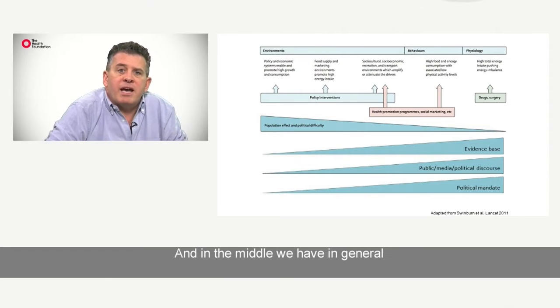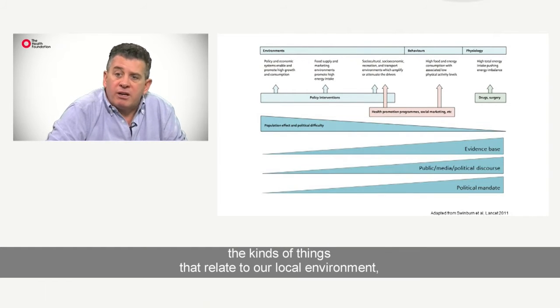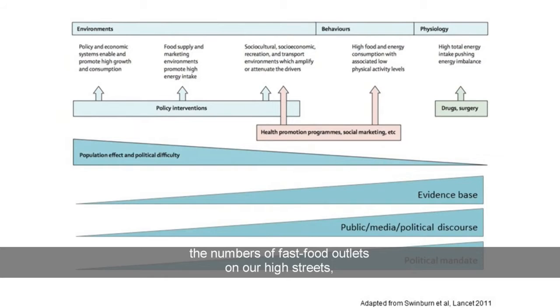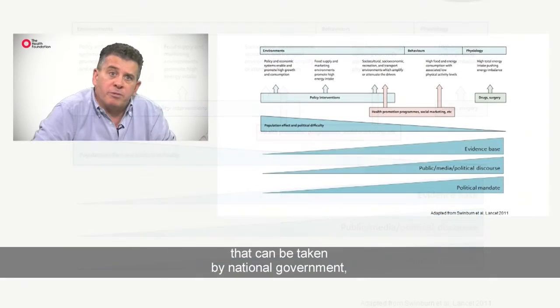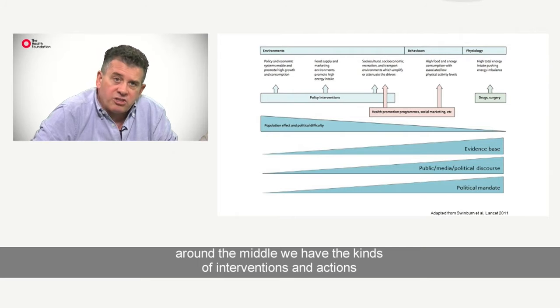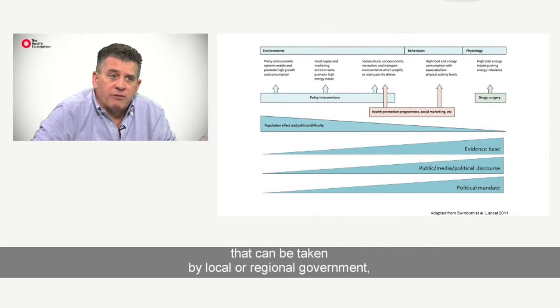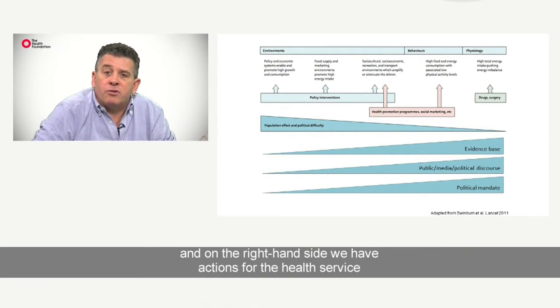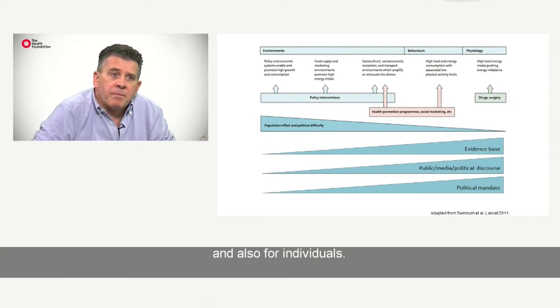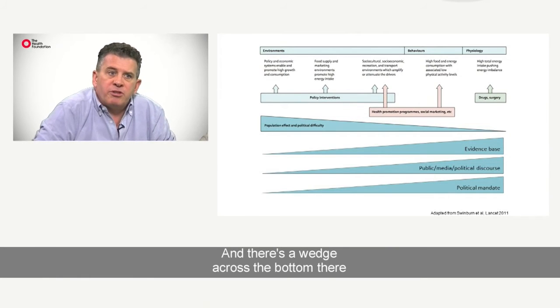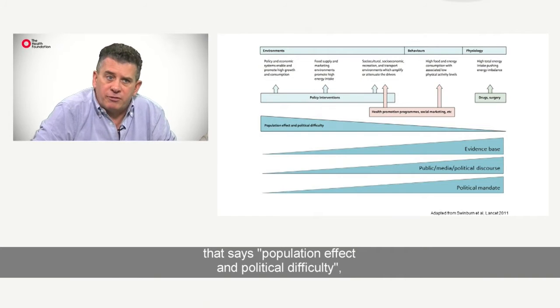And in the middle, we have, in general, the kinds of things that relate to our local environment, the numbers of fast food outlets on our high streets, the provision of cycle lanes or high-quality infrastructure for walking in our towns and cities. So very, very broadly, in this diagram, on the left-hand side are the kinds of interventions and actions that can be taken by national government. Around the middle, we have the kinds of interventions and actions that can be taken by local or regional government. And on the right-hand side, we have actions for the health service and also for individuals. And there's a wedge across the bottom there that says population effect and political difficulty.